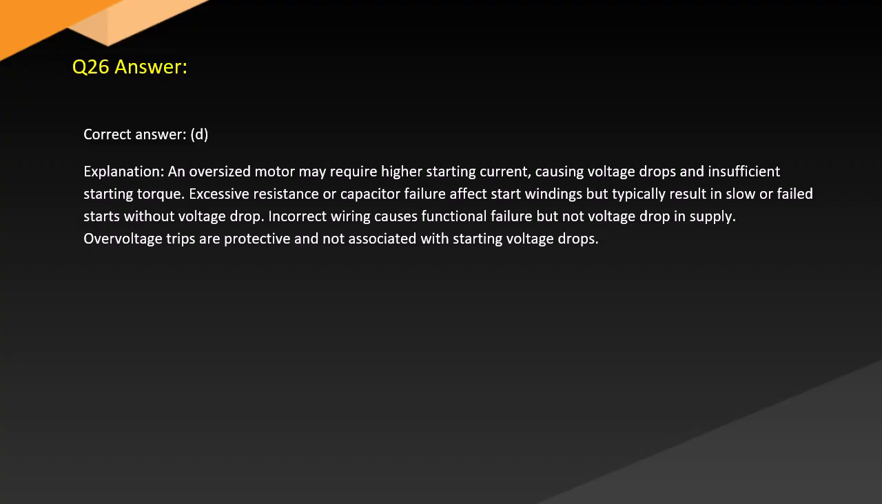Answer. Correct answer: D. Explanation. An oversized motor may require higher starting current, causing voltage drops and insufficient starting torque. Excessive resistance or capacitor failure affects start windings, but typically results in slow or failed starts without voltage drop. Incorrect wiring causes functional failure, but not voltage drop in supply. Overvoltage trips are protective and not associated with starting voltage drops.